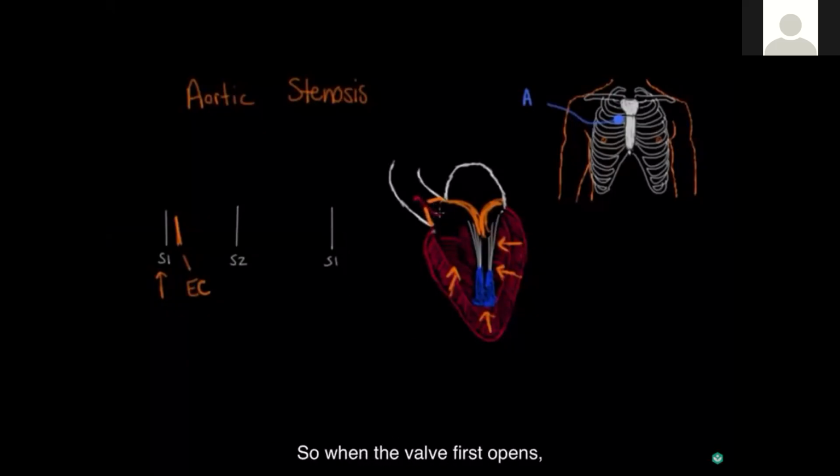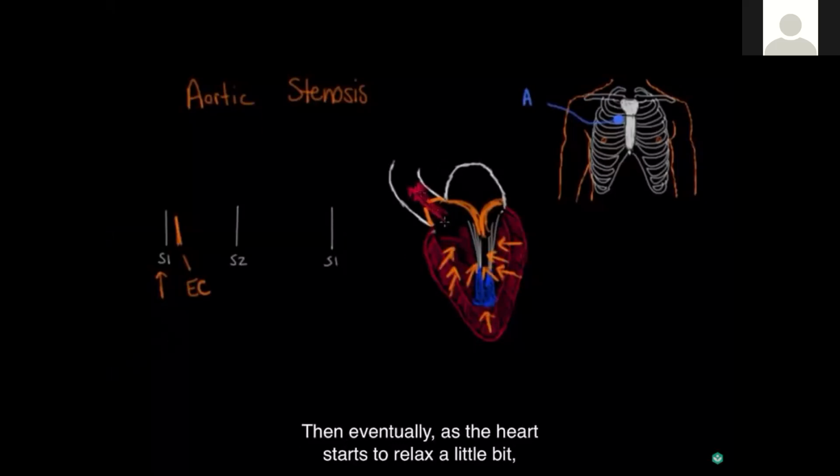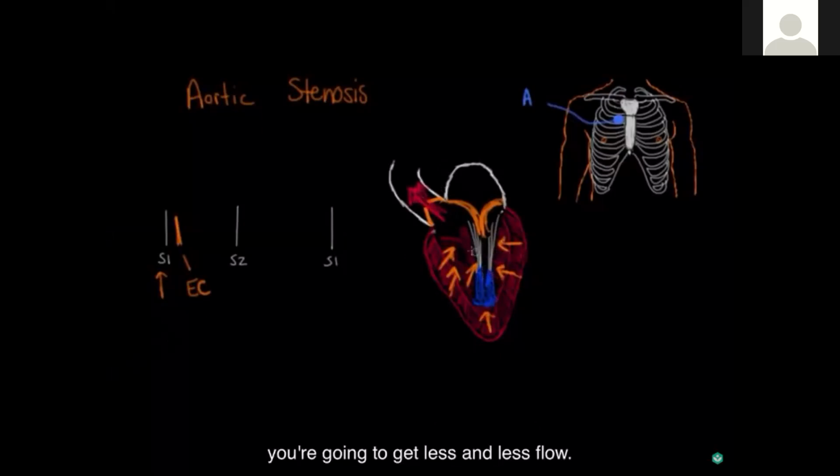And so when the valve first opens, you're going to get a little bit of blood flow through this valve. And as the heart continues to contract more and more, as shown by these arrows, squeezing out more and more forcefully, you get more and more flow. And then eventually, as the heart starts to relax a little bit, and we're going to now get rid of these arrows, you're going to get less and less flow.